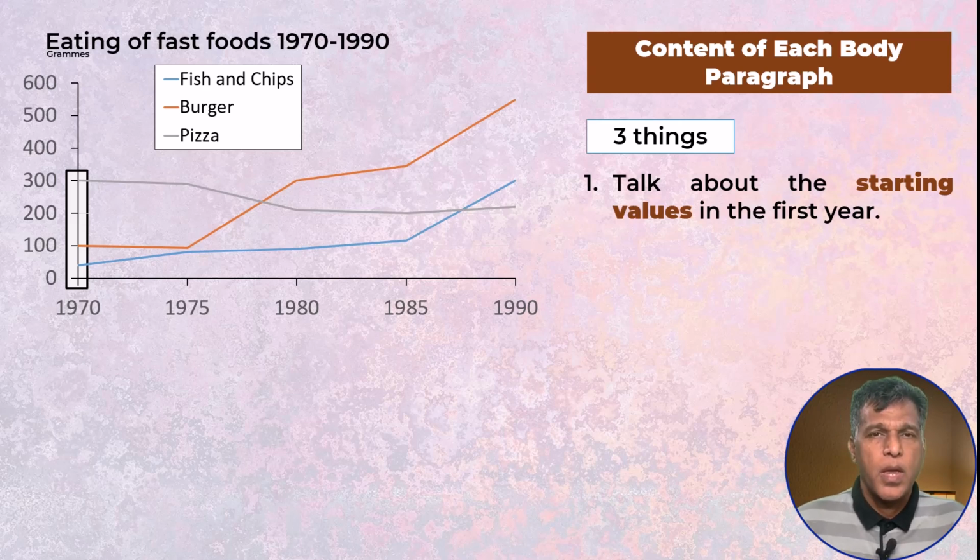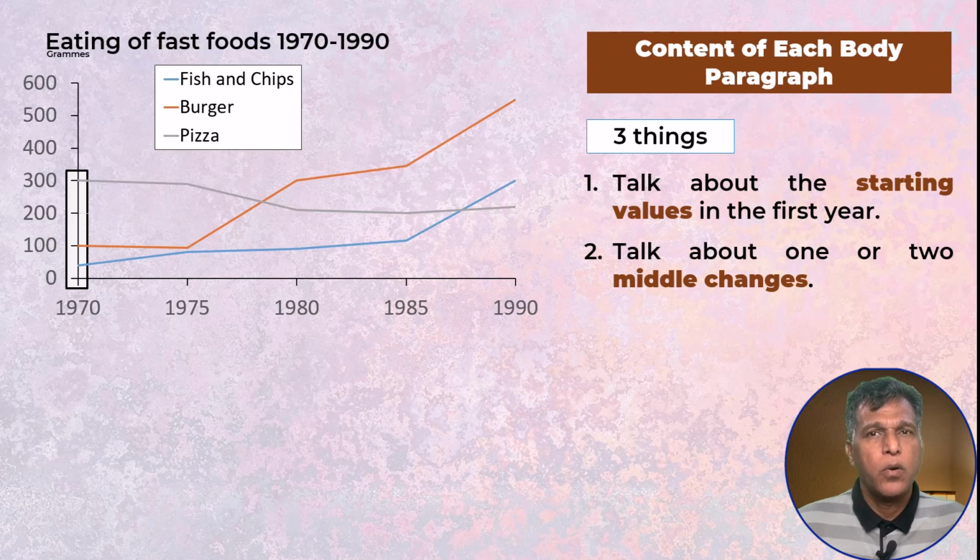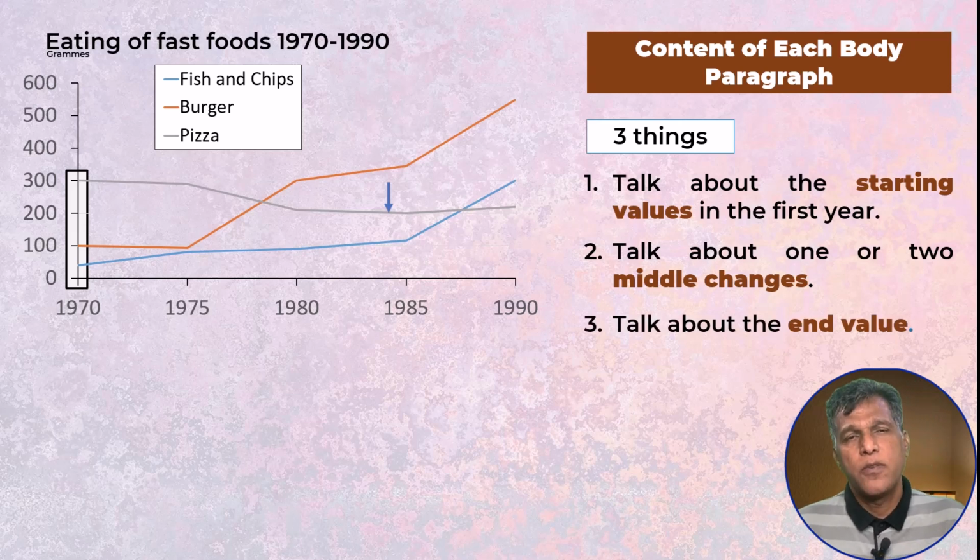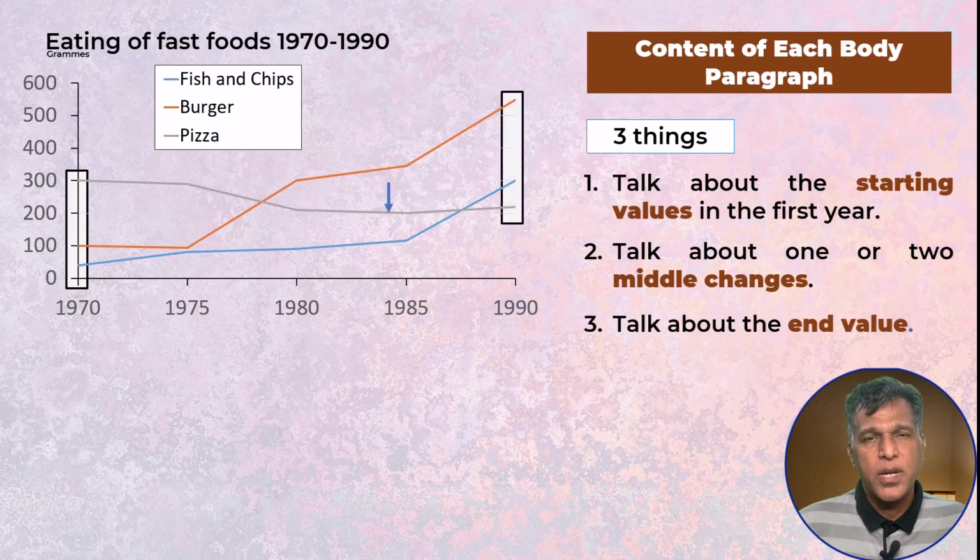Number two, after that, you include one or two middle changes. We don't report all the changes. Remember, we are summarizing. Just pick one or two middle values. And number three, we report the end values. For example, in 1990, the end value of fish and chips was 300 grams. So, your paragraph has number one, starting value, number two, middle changes, and number three, end values.